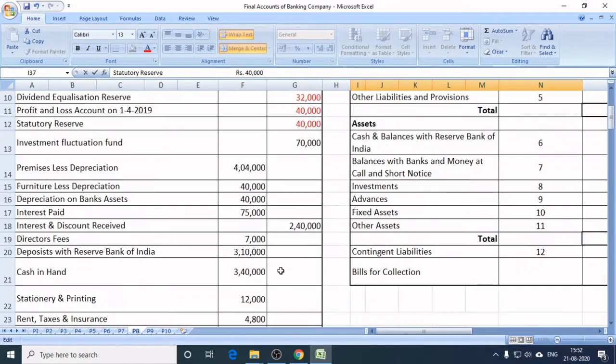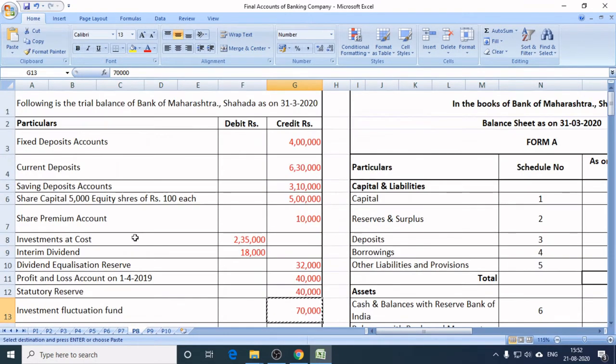Okay, the next particular is investment fluctuation fund. Now this is important. Now it has a credit balance. Now what do you mean by investment fluctuation fund? Now let me tell you first, fluctuation means changes, and this fund is created due to the changes made in the value of investment. For example, this year also, what is the cost price of investment? 2,35,000.